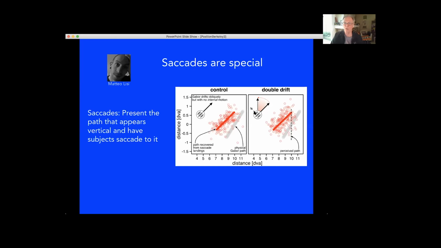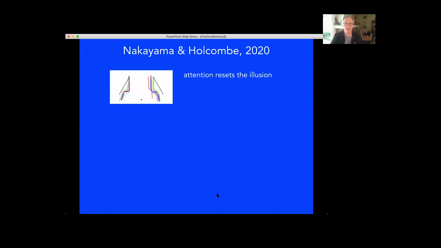On the double drift, where there is an illusion, same physical path, but the perceived path is vertical now, and the saccades land in the same place. There's zero difference between the control and double drift. So the illusion goes down to 0% at that point. So saccades are unaffected by the illusion.